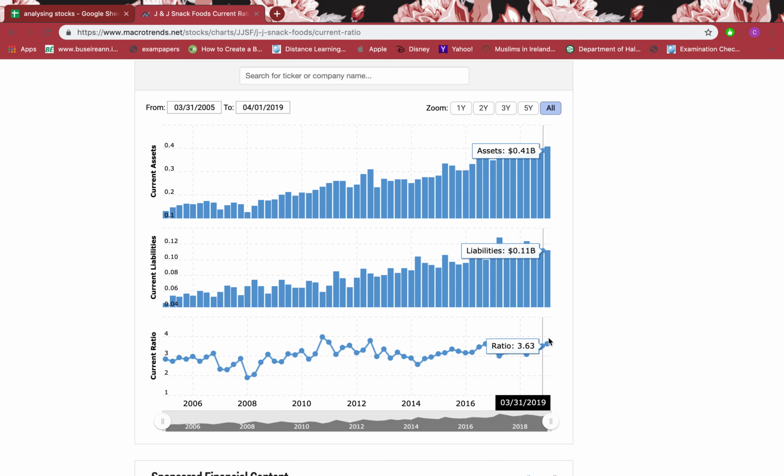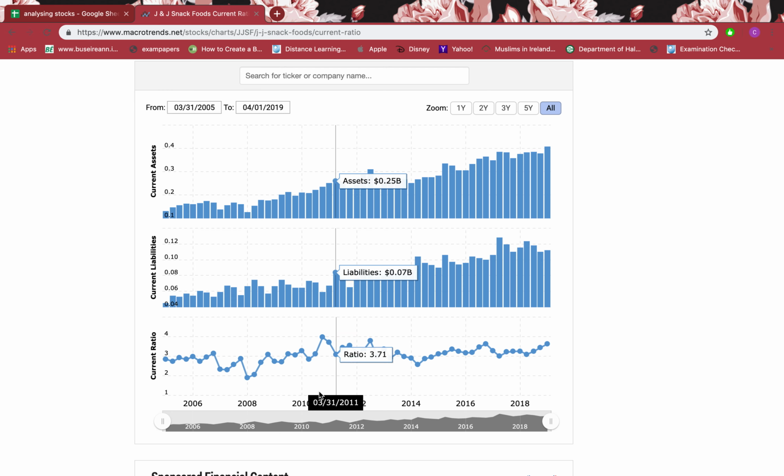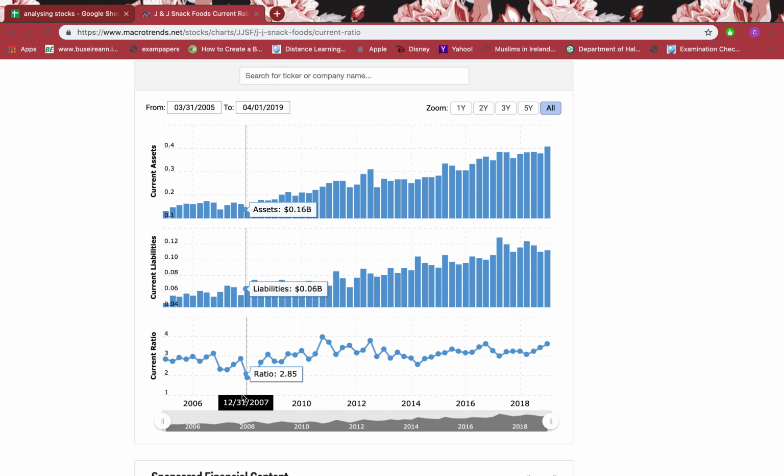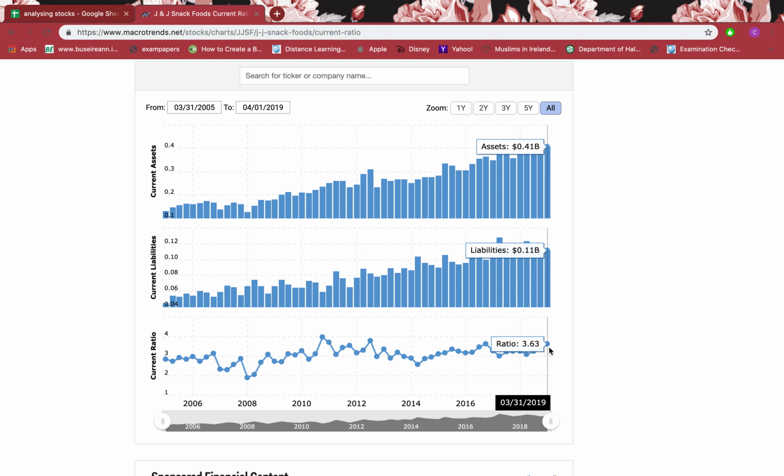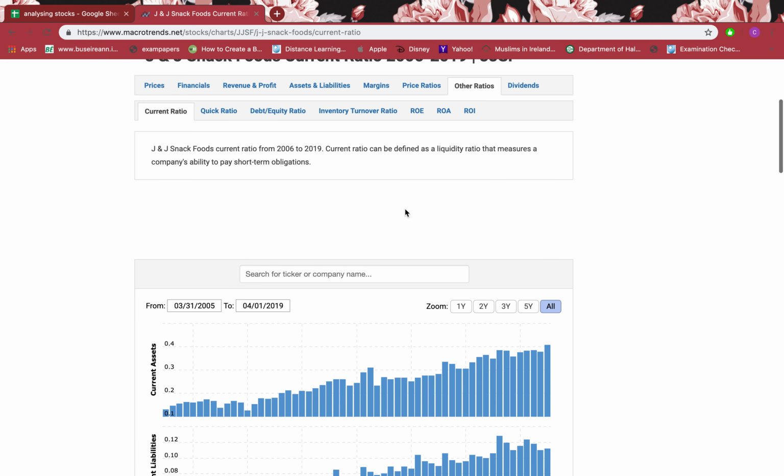Okay, so the current ratio is 3.63, which is way above 1.5, which is very good. It means the stock is very safe. Let's look at consistency. So I just want to know if it has ever been below 1.5, and no. So we have data since 2005 up till March 2019. So it's nearly 14 years consistently it has been above 1.5, which is brilliant because that means it has been consistently a safe and secure stock.